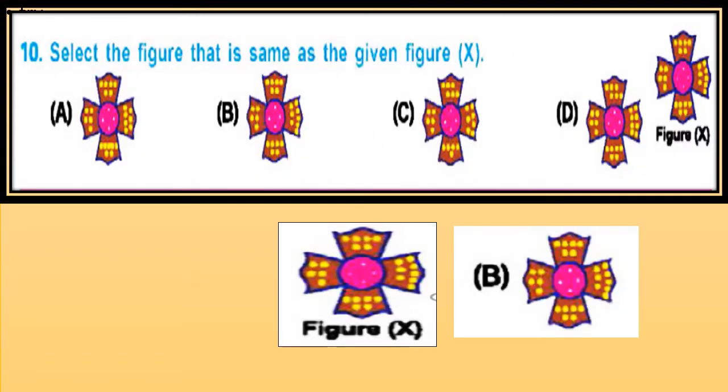Select the figure that is same as the given figure X. Now see the figure X carefully. Now choose from options A, B, C, D which figure is same as the given figure X. I have placed option B in front of figure X. Now you tell whether it is correct or not. Write your answers in the comments with question number.